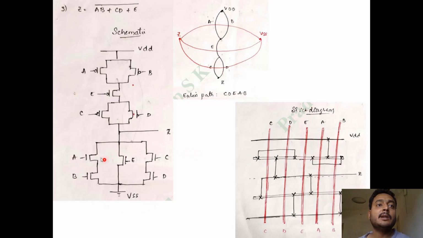So any intermediate connections, AB should be connected together. It's already done. No need to connect it by yourself. C and D are connected together.